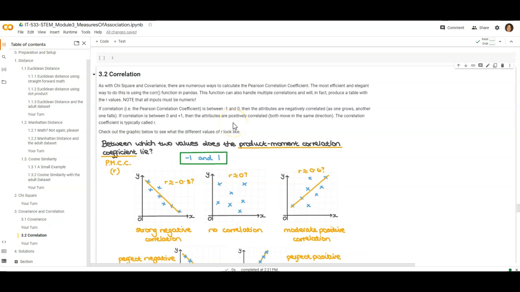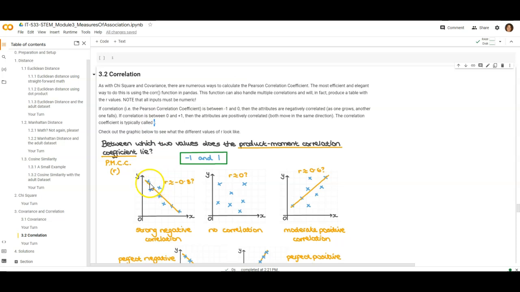Correlation is essentially almost the same as covariance, but it is normalized, meaning that the numeric ranges of both attributes are on the same scale. This produces the Pearson correlation coefficient. This Pearson correlation coefficient falls on a range between -1 and +1 and is commonly abbreviated with R.